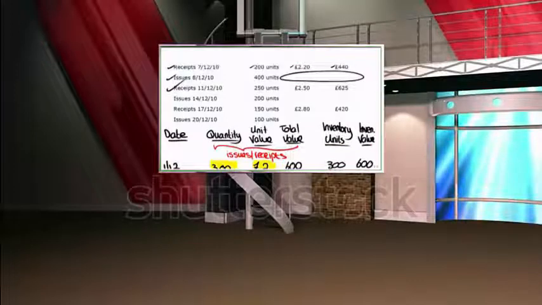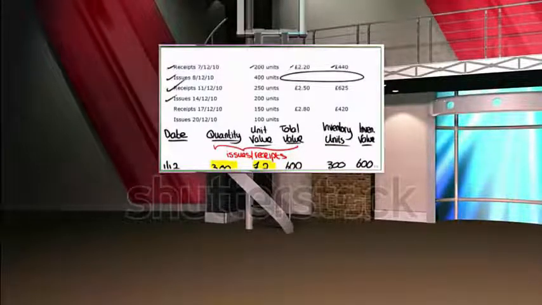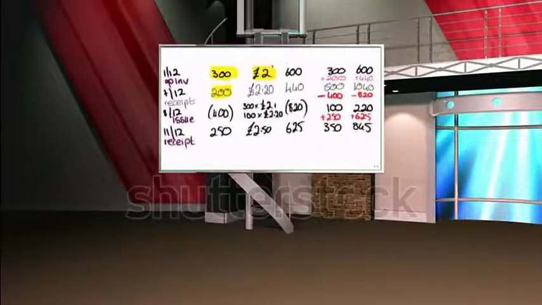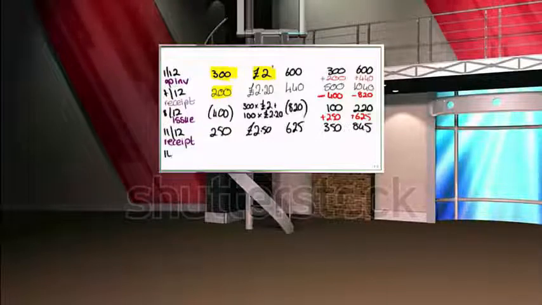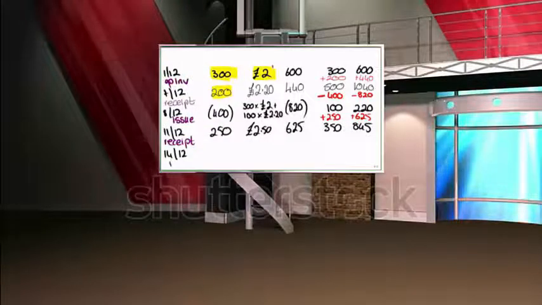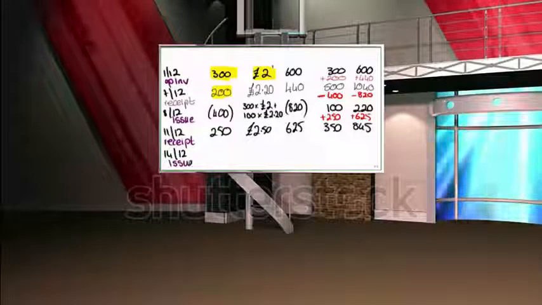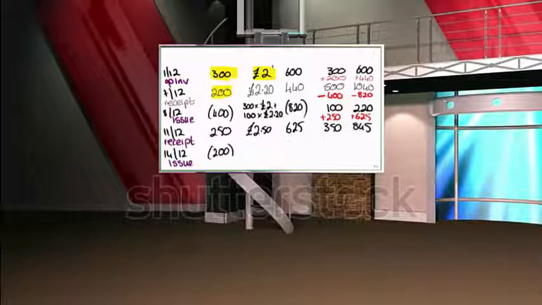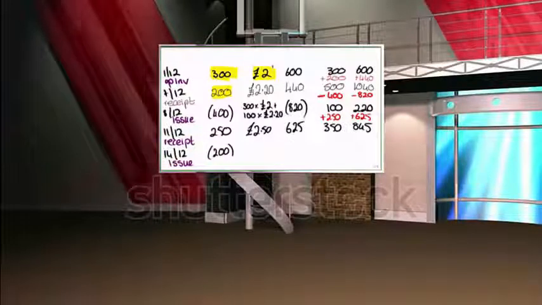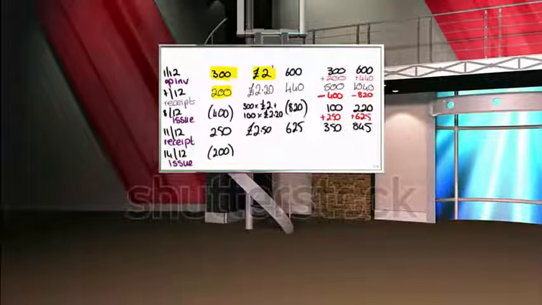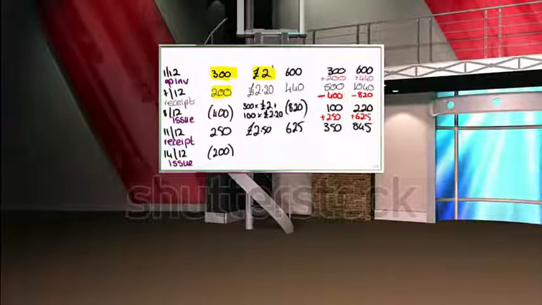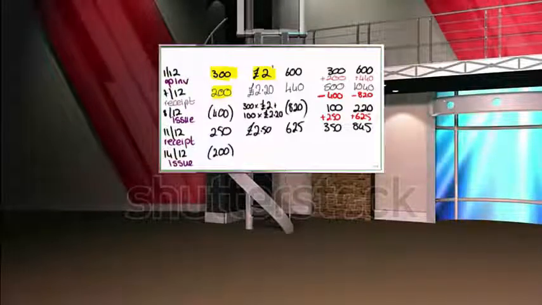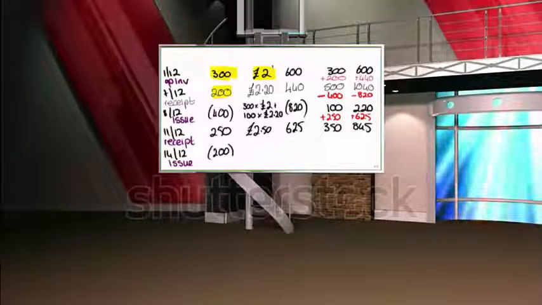Looking back up at what happens next, on the 14th of December, we issued 200 units. So we'll add this in. Issue 200 units. Now we have to ask ourselves the question, what is the value of this issue? We know we're using the first in, first out method, so when we issue our materials to production, we are going to look at the oldest available inventory.